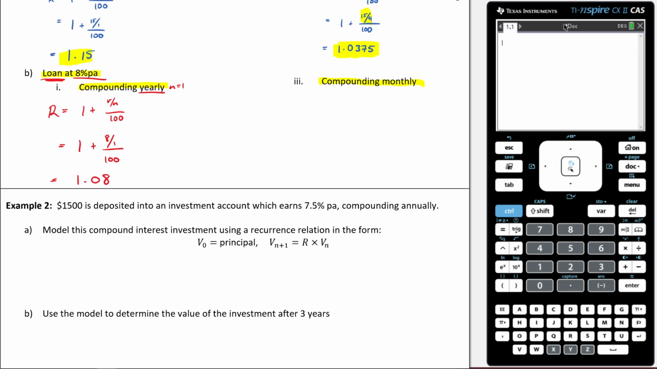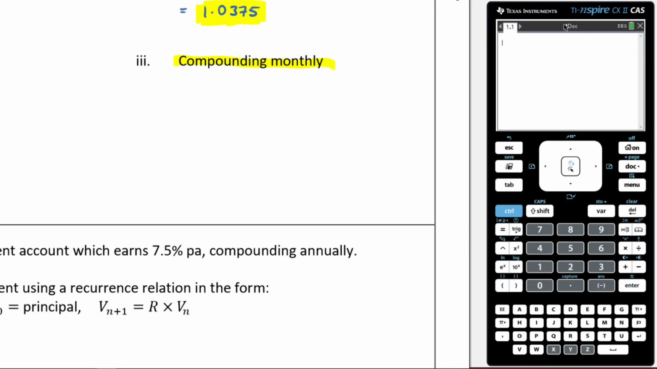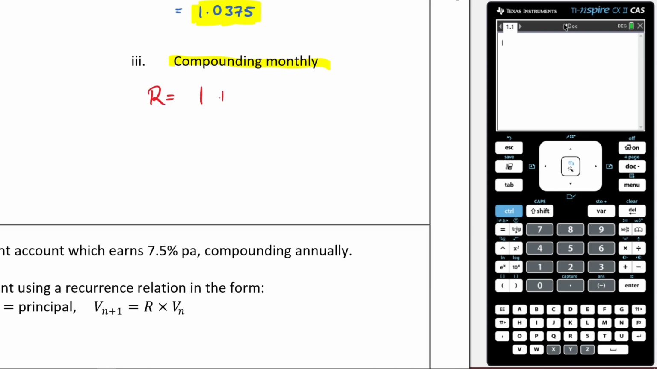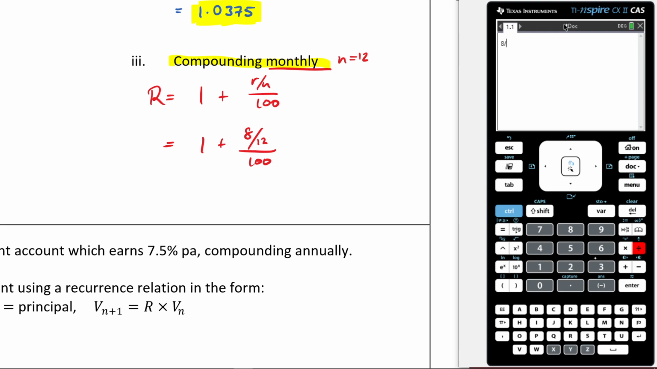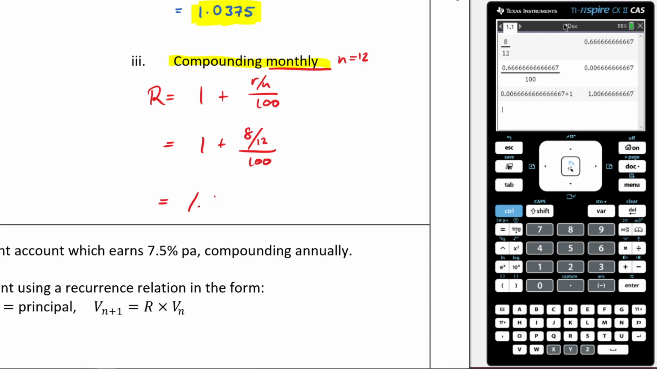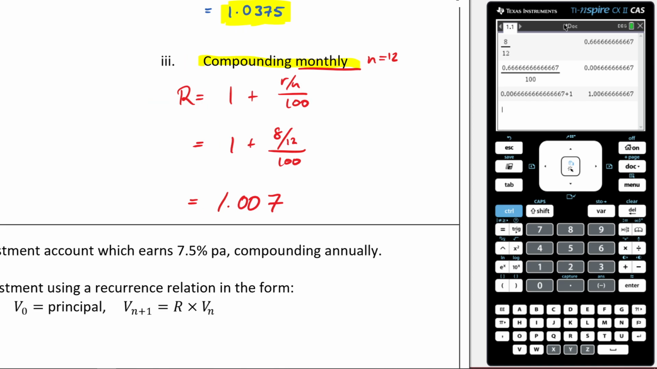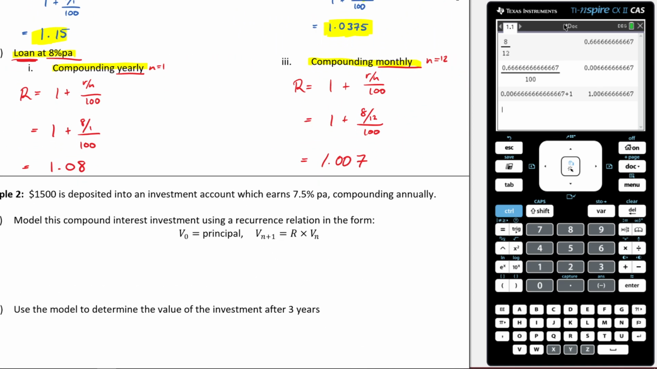If we now were to figure out monthly, what's my R value here? To figure out the R value here, we go 1 plus R over N over 100. 1 plus is still going to be 8. This time we're compounding monthly, so N is equal to 12. We divide it by 100. So I'm going to have to go 8 divided by 12, then divide it by 100, and then plus 1 to it. I'm just going to round it to 1.007. So those are my two R values.